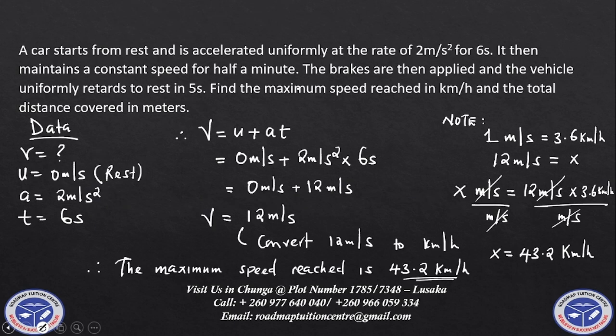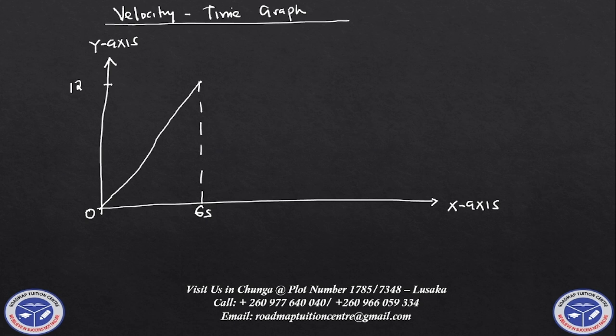Okay, so the question continues to say it then maintains a constant speed for half a minute. Half a minute, that is 30 seconds. So meaning this had to move for 30 seconds at this speed of 12 meters per second, to about somewhere here, meaning here it will be 36 seconds. Why 36 seconds? At 6 seconds it maintained the same velocity for half a minute, so we add the 30 to the 6. It's the one that gives us the 36 there.